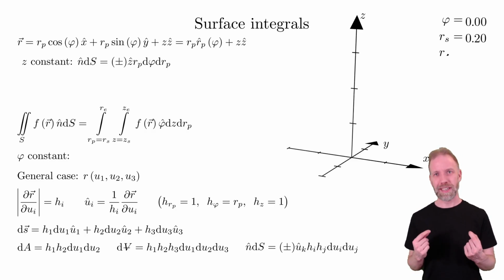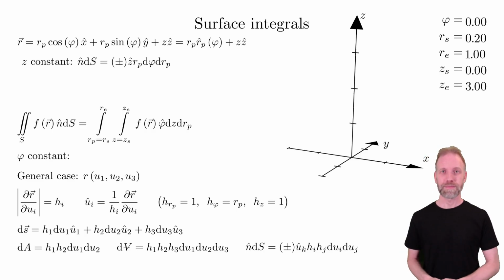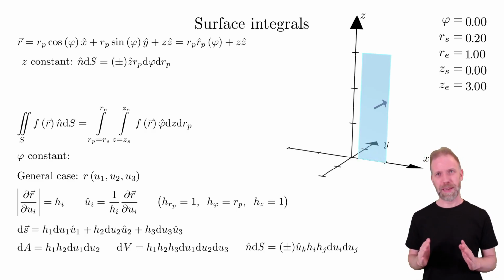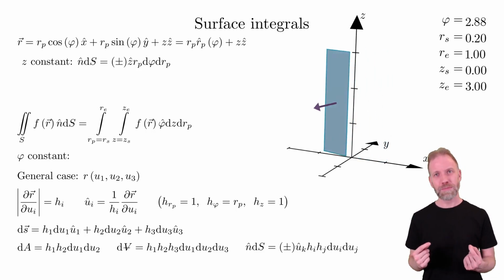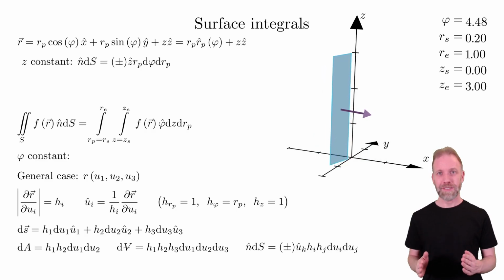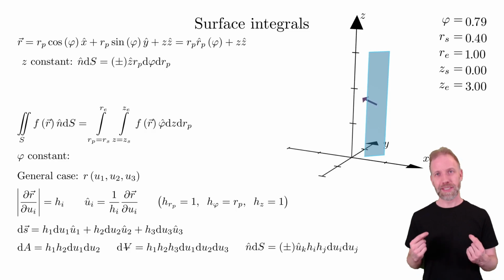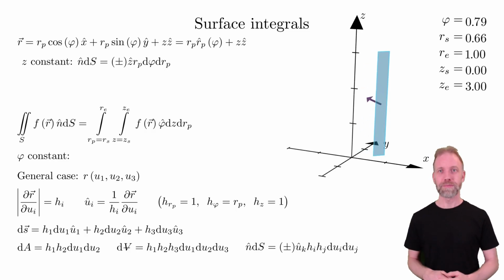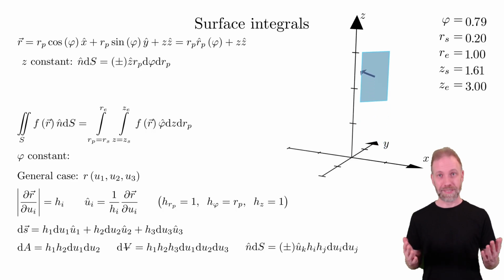Let us visually illustrate the surfaces you will get here as well. The surface this time is basically a rectangle. If we change the phi value, we change in which plane we have the rectangle. We can also change the start and end radius. And the start and end value for z.